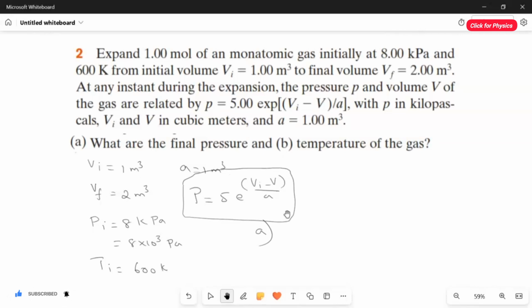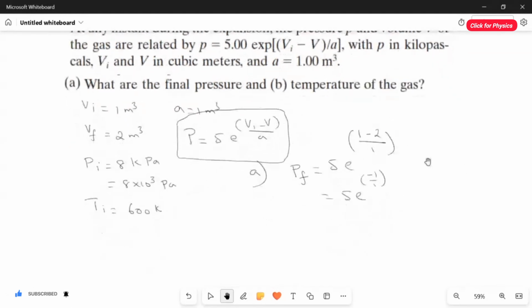So I'm going to simply substitute the value of Vi and V. Here Vi takes the value of 1 cubic meter and V takes the value of 2 cubic meter, because it's the final volume, right? So now I'm going to substitute the values to get the final pressure. Final pressure is equal to 5 times exponential of Vi, which is 1, minus Vf, which is 2, over A, which is 1. So now we got 5 e power minus 1 over 1.